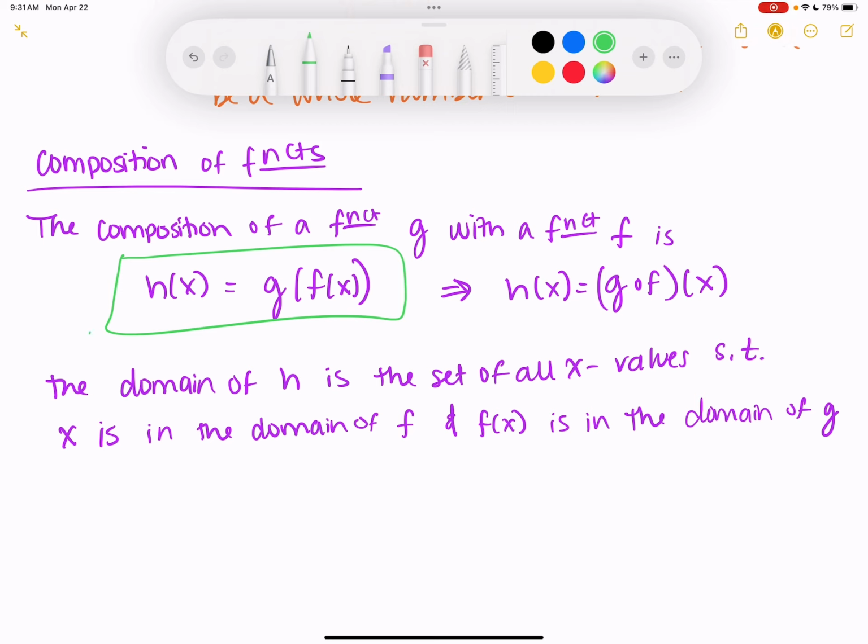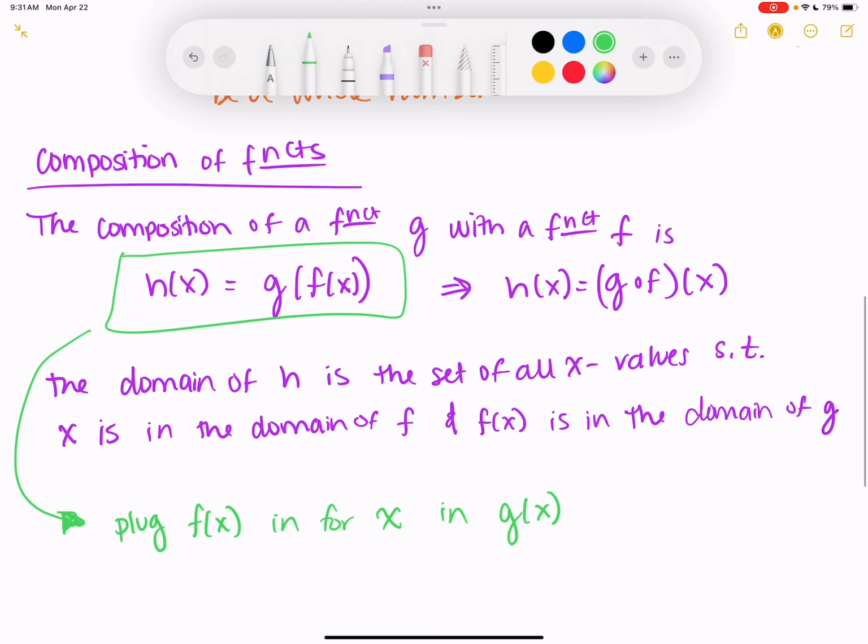So I'm going to give this to you in kind of shortened terms: plug f of x in for x in g of x and simplify as much as possible. Meaning combine like terms, reduce things depending on if it's a fraction, like if it's rational or something like that.